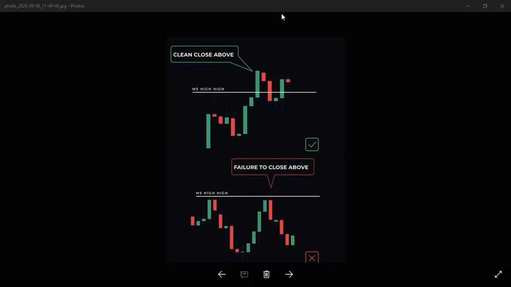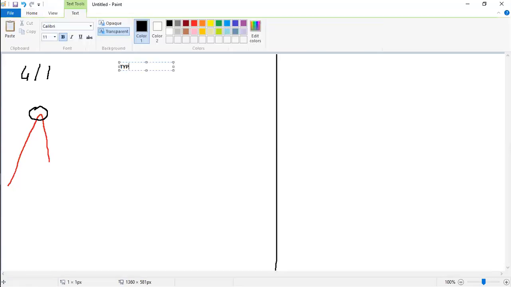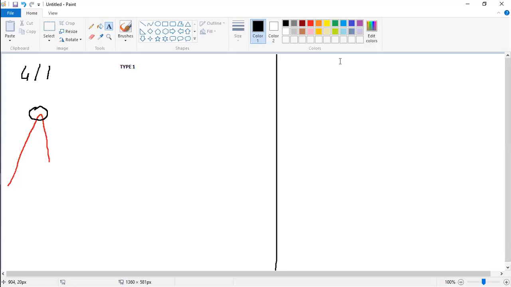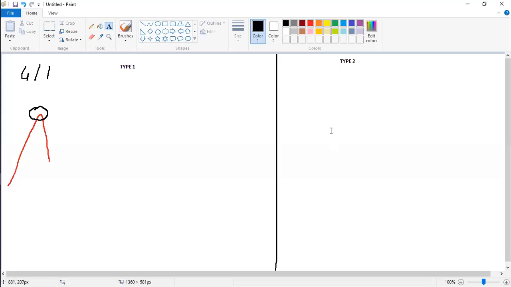Okay. The next part we are going to go to now is reversals. So if your daily is bullish, to make a higher high, and now they're coming to make a higher low, we are now looking for this here. What happens here on the 4 hour and 1 hour? So we have two types of reversals: type 1 and type 2.